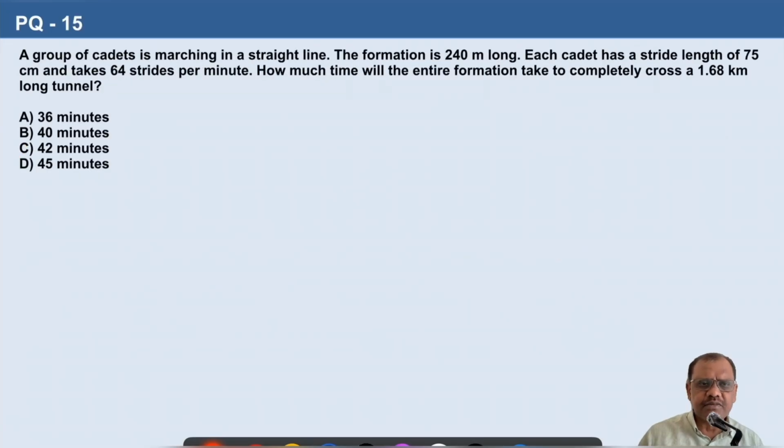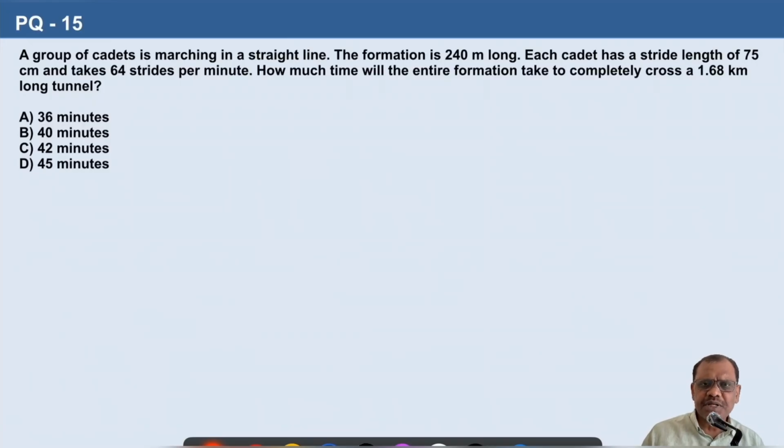Question number 15. A group of cadets is marching in a straight line. The formation is 240 meters long. Each cadet has a stride length of 75 centimeters and takes 64 strides per minute. How much time will the entire formation take to completely cross a 1.68 kilometers long tunnel?